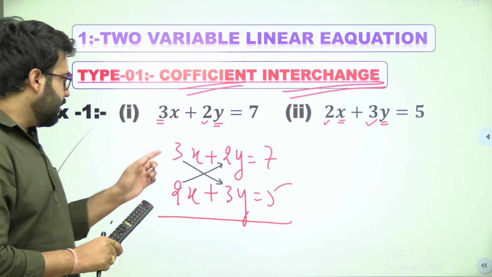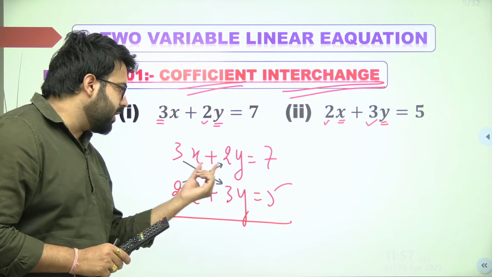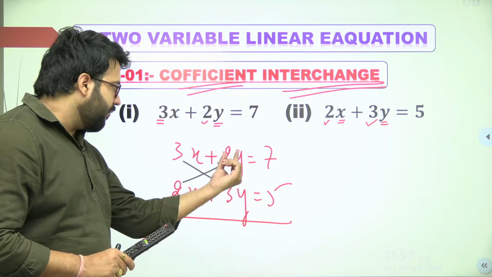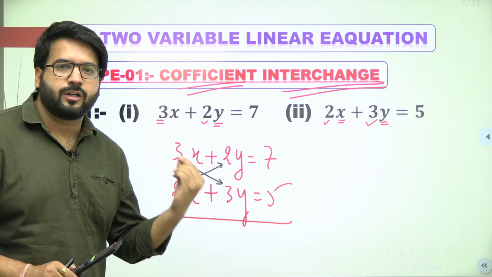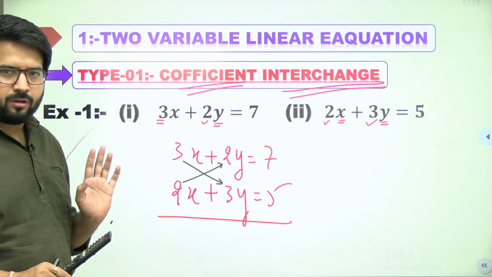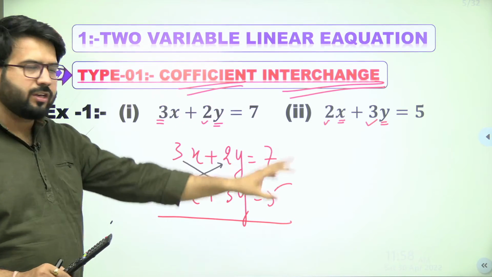That means the coefficient of x becomes the coefficient of y, and the coefficient of y becomes the coefficient of x. This is called coefficient interchange. Got it? What is the meaning of coefficient interchange?